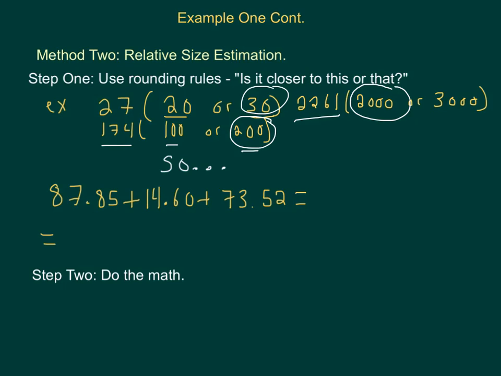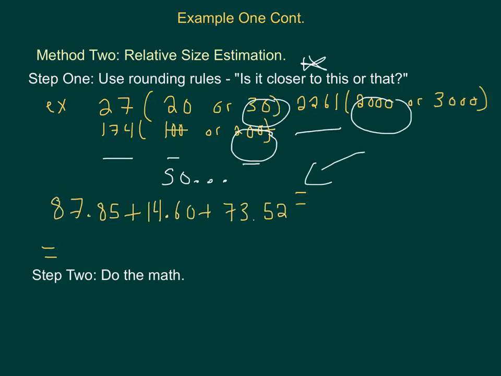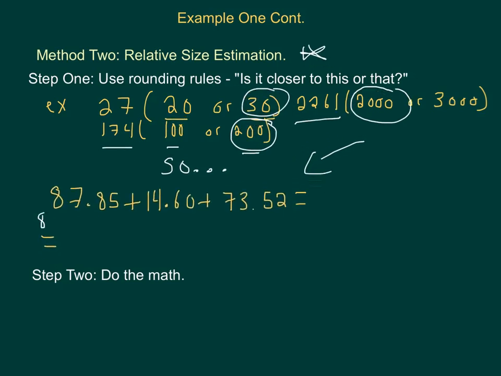So if we take this idea here and we apply it to the question from the last page, we're going to do it like this. It says use the rounding rules. So we have 87.85. We know this number falls between 80 and 90. When we look at it, we know that it is closest to 90. So we round it up there.